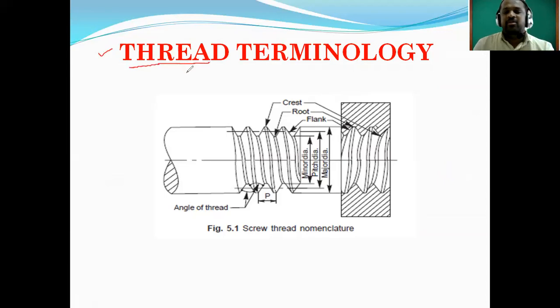What is the terminology of the thread? First, tell me what is meant by the thread. Have you seen a thread? Yes, on a bolt. On the bolts threads are there, on the nuts threads are there. These are the threads.